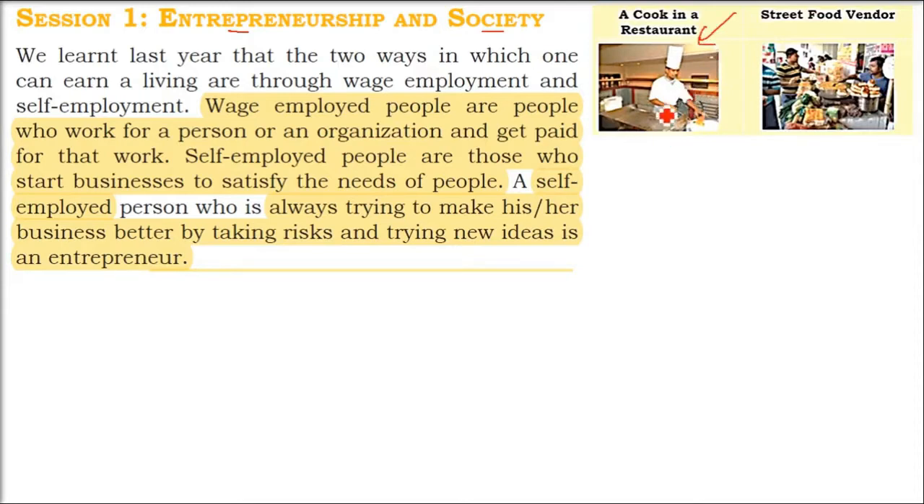This person is a cook in a restaurant, and the other person has started his own business, say selling some samosas, or some special salad, or some drinks. The cook in the restaurant gets around 10,000 rupees every month. So he is wage employed, salary employed. He is working for a person or an organization, and he gets paid for his work, maybe weekly, bi-weekly, or monthly. This is how he gets the money.